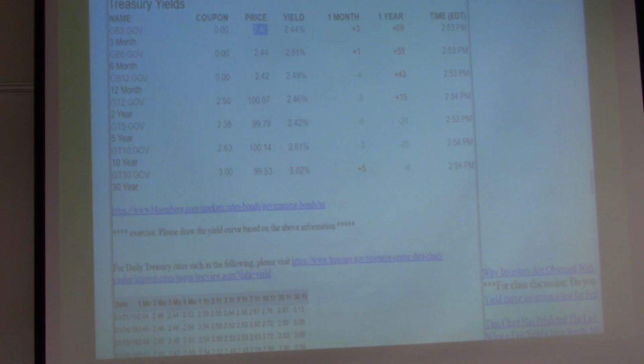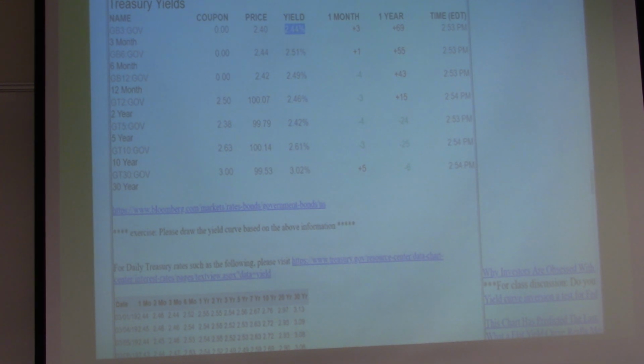So anybody else can help me? 2.4 for the price. Price should be around 100, because a bond should be around 100. 2.44. There's no coupon. That's right, because it's matured for 3 months. This is the name symbol for this Treasury security. These are all symbols for the Treasury security. The 2.44 is your annual return.